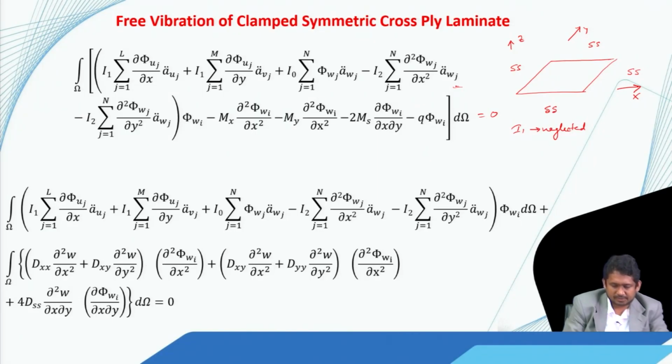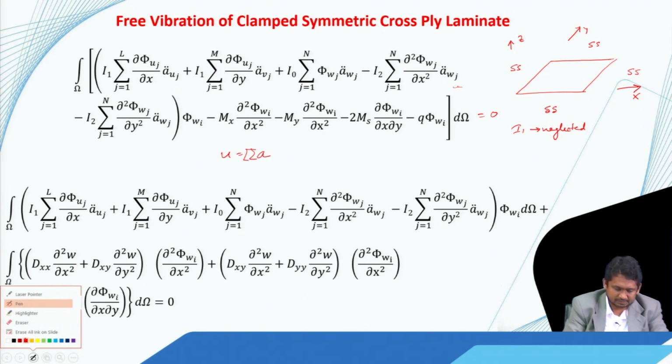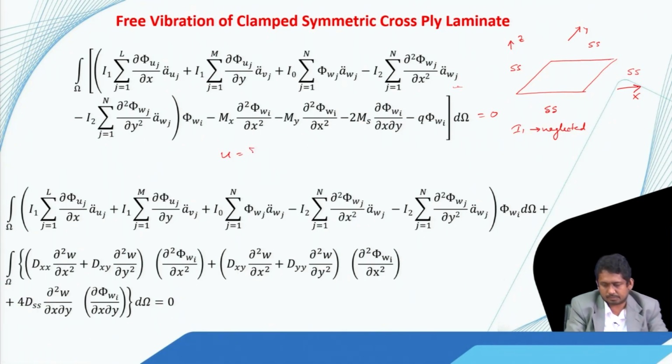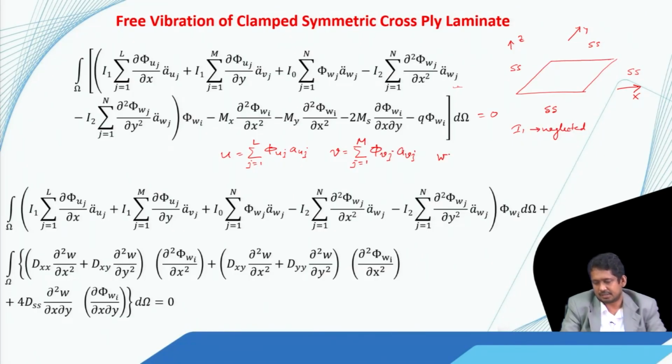Now, again we make an assumption. Our assumption was u as a function of x, y, t was summation j equal to 1 to L, phi u j and a u j, and v is equal to summation j equal to 1 to m, phi v j a v j, and w is summation j equal to 1 to n, phi w j a w j.